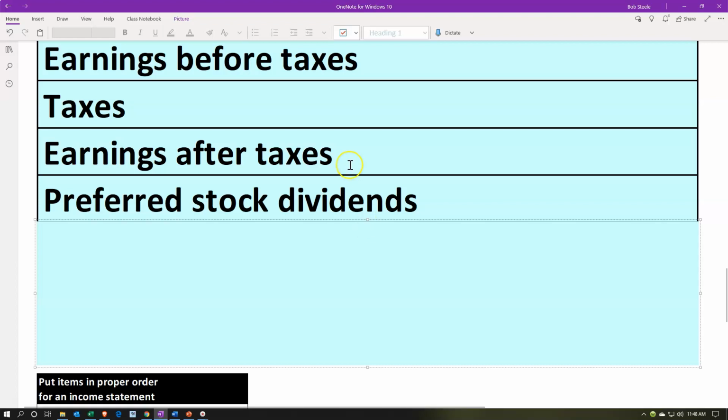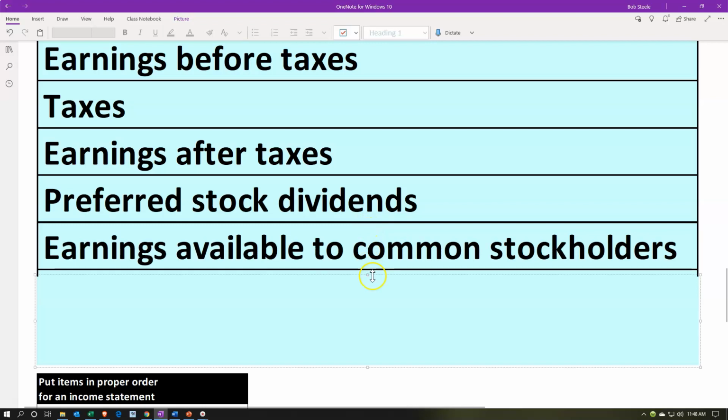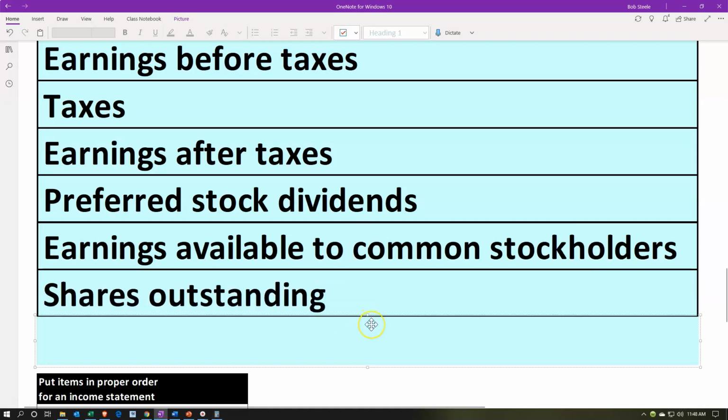Therefore, if there are preferred stockholders, and they're not always there, they confuse things, we have to take the earnings after taxes, then subtract out the preferred stock dividends, which will give us the earnings available to the common stockholders. So we have the earnings, net income, how well we did over time, revenue minus expenses. Then we're going to take out the commitment that we made to the preferred stockholders. That's how much earnings we can now apply to the common stockholders, who we think of as the actual owners of the company. Then we're going to divide that by the shares outstanding.